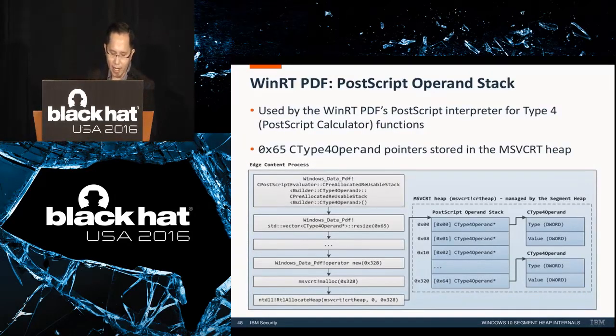The vulnerability that I'll discuss involves the PostScript operand stack. This PostScript operand stack is used when interpreting PostScript calculator functions embedded in PDFs. The PostScript operand stack is a vector of 0x65 ctype or operand pointers. Each of these points to a ctype or operand structure, where the first DWORD is the type, and the second DWORD is the value representing the value in the PostScript operand stack. And this is where the segment heap comes into the picture. This PostScript operand stack is allocated from the MSVCRT heap, and in the context of the Edge content process, this MSVCRT heap is managed by the segment heap.